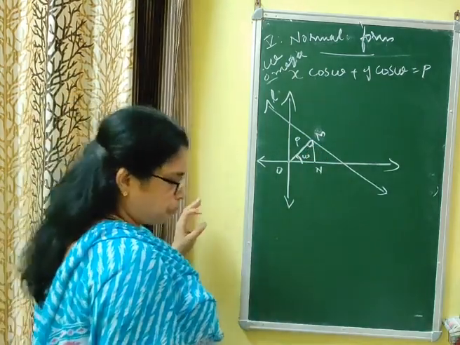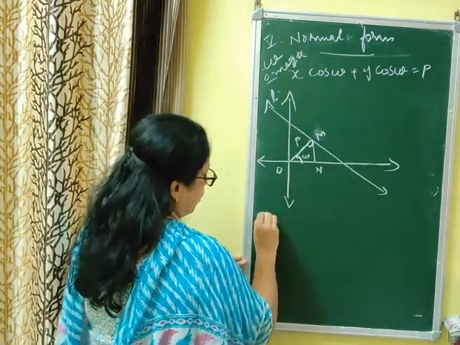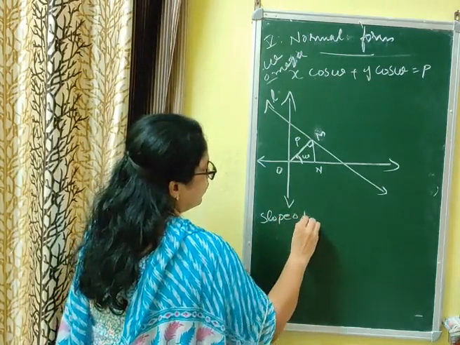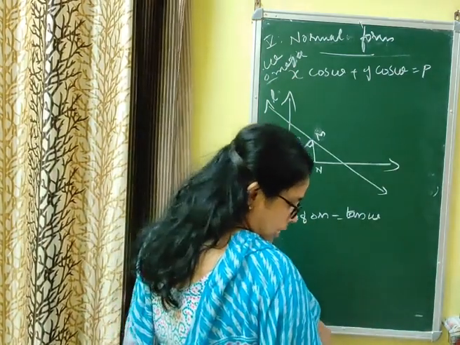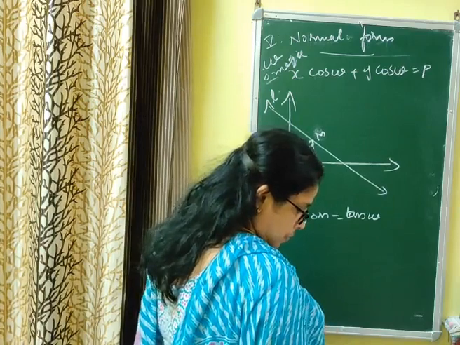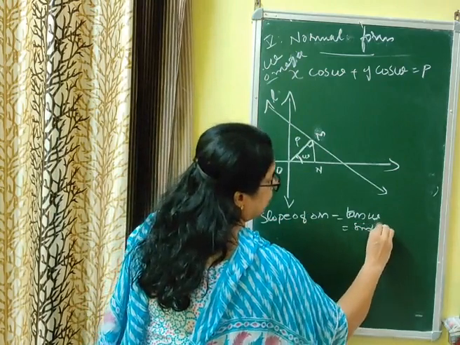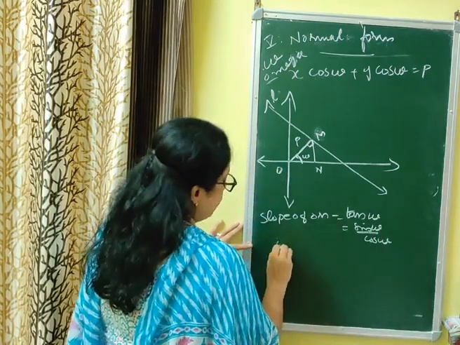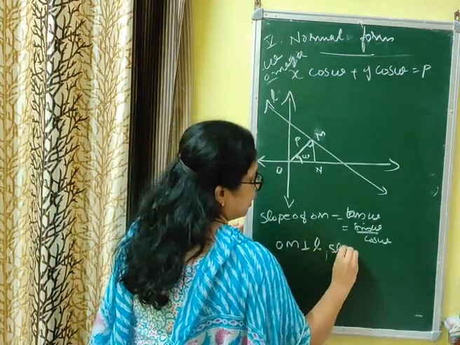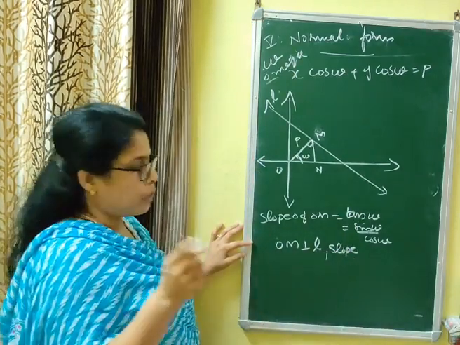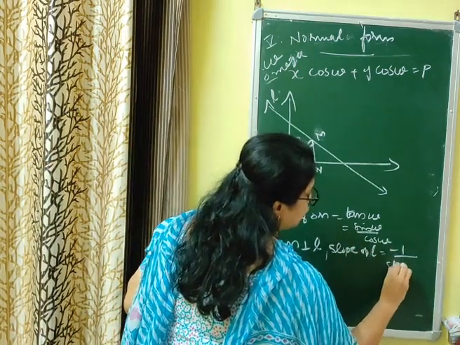Now see, what is the slope of OM? The slope of OM is equal to tan of the angle, tan omega. Am I right? That means it is sin omega by cos omega. Since OM is perpendicular to L, what is the condition on the slopes of two perpendicular lines? The product of slopes equals minus 1. Then the slope of L is equal to minus 1 by the slope of OM.